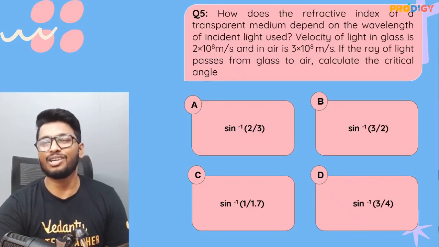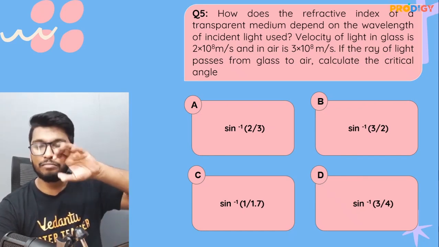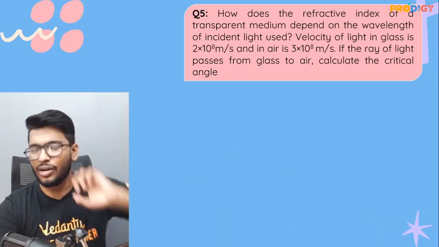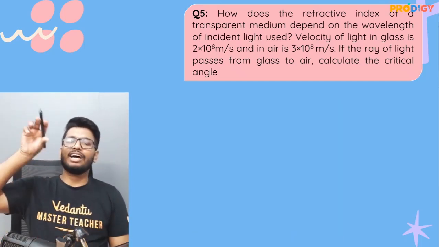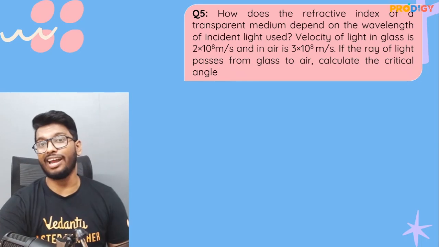And one last quiz question, people, and this is a numerical. I want you guys to try out this numerical. Before you read the options, read the question carefully. How does the refractive index of a transparent medium depend on the wavelength of light being used?